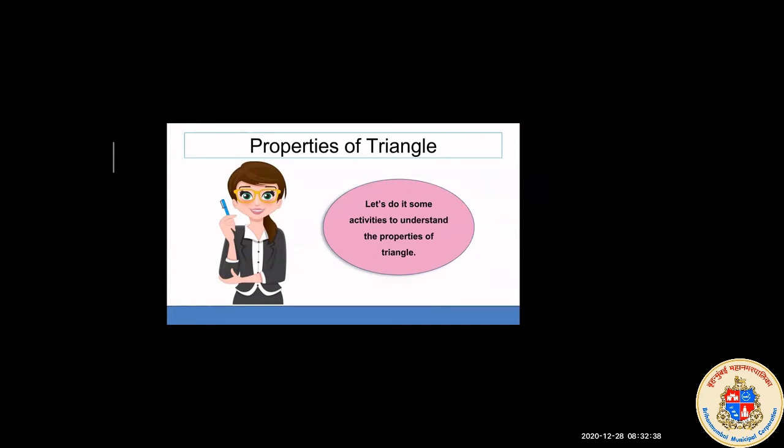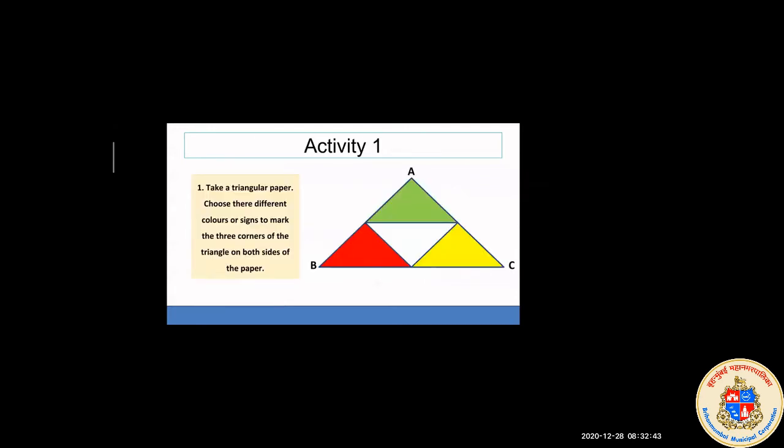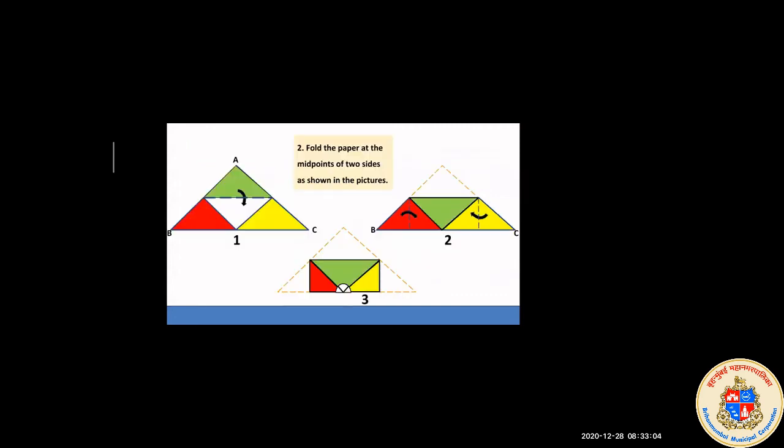Let's do some activity to understand the properties of a triangle. Here you can see one very big triangle, triangle A, B, C. Take a triangular paper, and choose different colors or signs to mark the three corners of the triangle on both sides of the paper. So this is a big triangle, triangle A, B and C. Now see, this is the activity that you are supposed to do. Fold the paper at the midpoint of the two sides as shown in the figure.